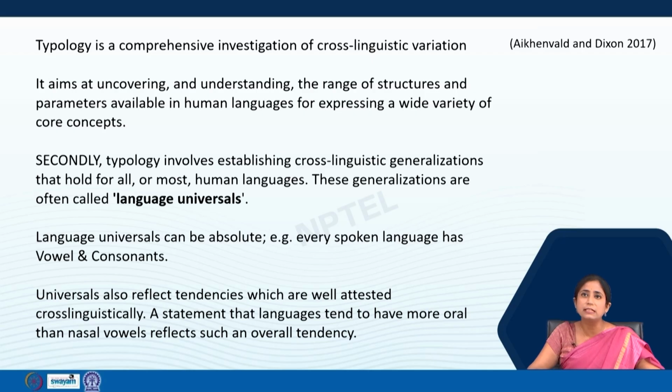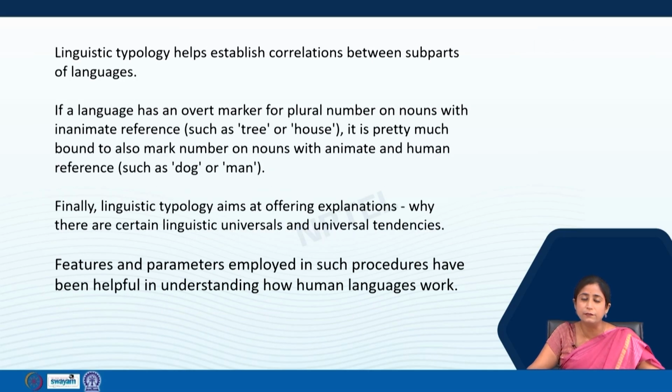So, this portion is taken from Eichenwald and Dixon 2017, which you can refer to. The reference is given at the end. So, linguistic typology helps establish correlations between subparts of language as well. There are various parts like phonology, morphology, syntax and beyond, and also within that we can again find other subparts. So, what are the relations between these subparts that can be also established through linguistic typology?